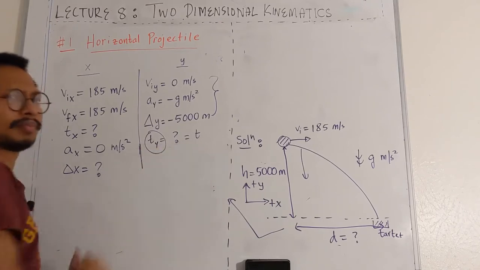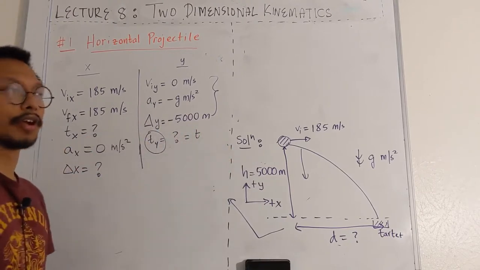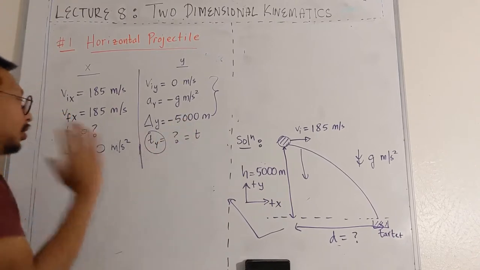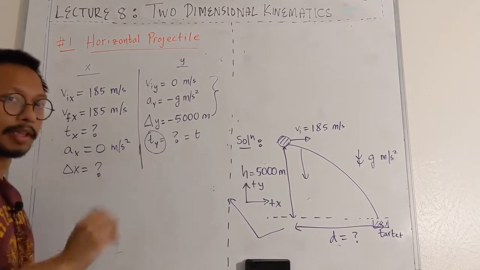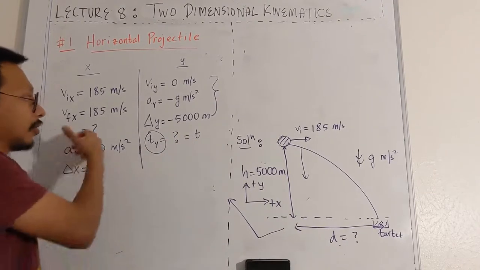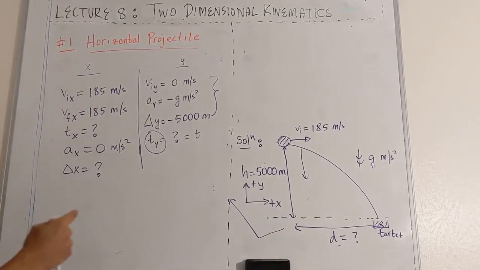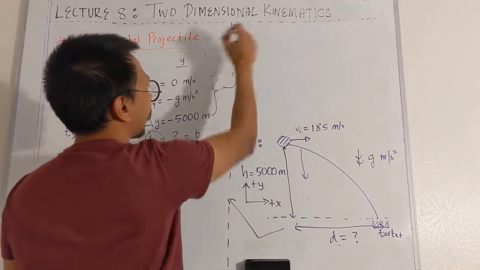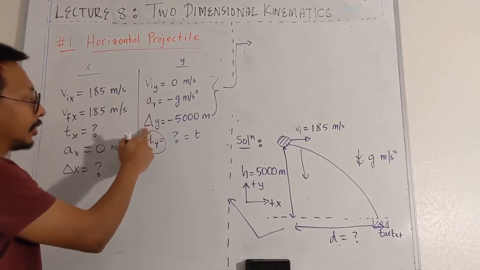So time actually relates the x and y directions. If you can find the time for the y motion, you can use that time for the x motion. This only applies for time. Nothing else in the y variables can you use in the x variables. Okay, so let's go ahead and find time here. We know vi, a and delta y, and we want t.